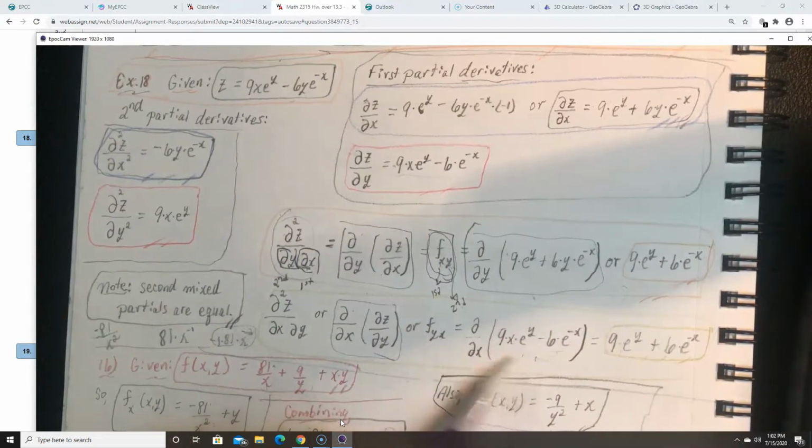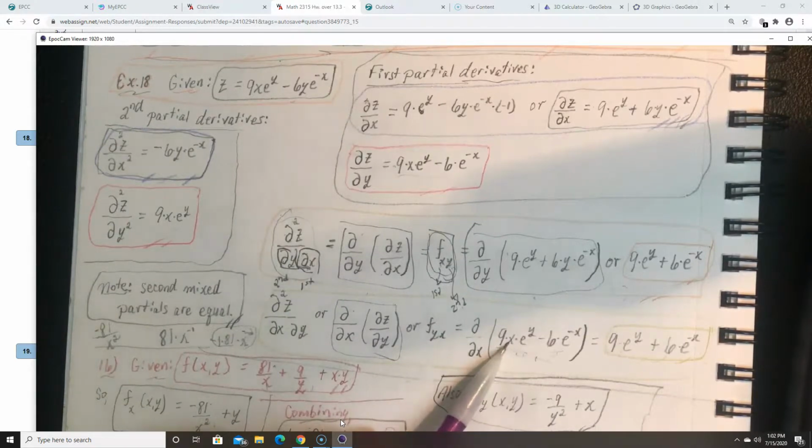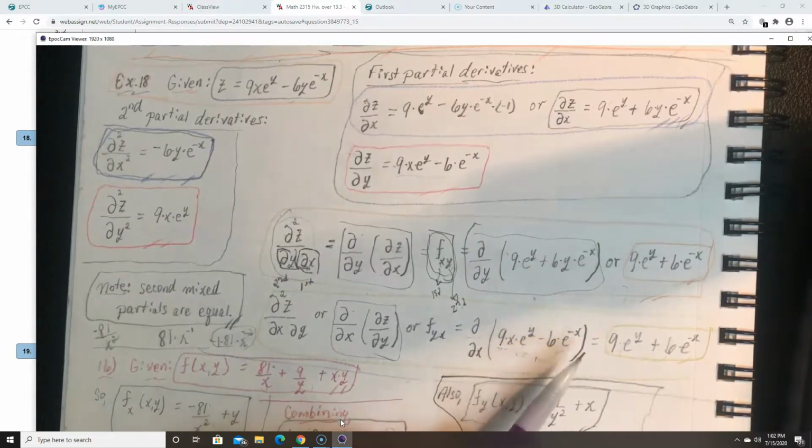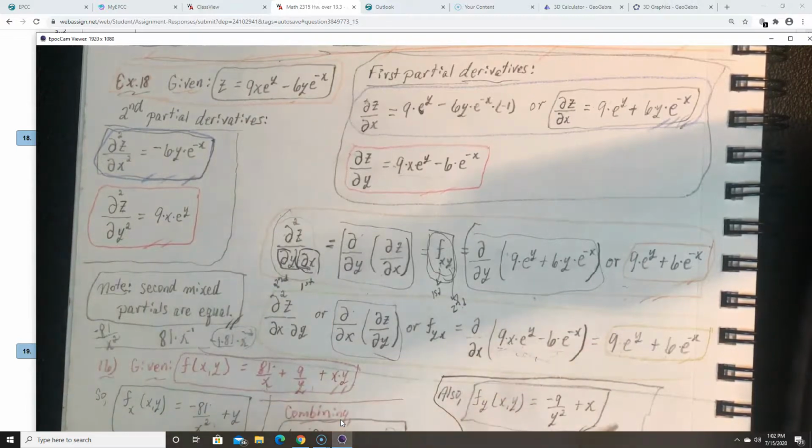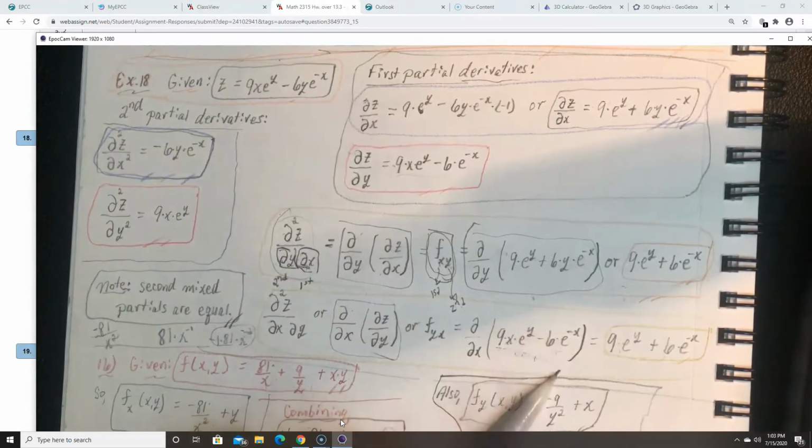So let's differentiate this with respect to x. What's the derivative of this term with respect to x? Well, the derivative of x with respect to x is 1, and 9 times 1 is 9. Y is fixed, so this stays. 9 times 1 times e to the y is 9e to the y. And the derivative of this with respect to x, well, negative 6 is waiting. The derivative of e to the negative x is e to the negative x times the derivative of the exponent, and the derivative of negative x is negative 1.